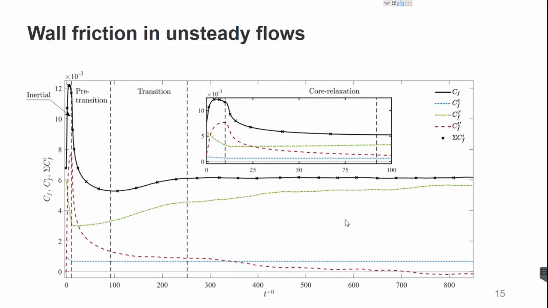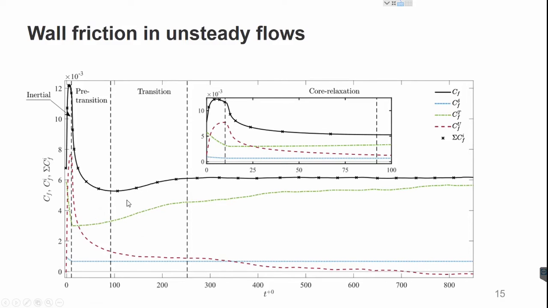This is the result of applying the identity from one of our data sets. In this data set, we increase the bulk Reynolds number or the friction Reynolds number, if we want to see it that way, from Re tau 500 up to Re tau 700.